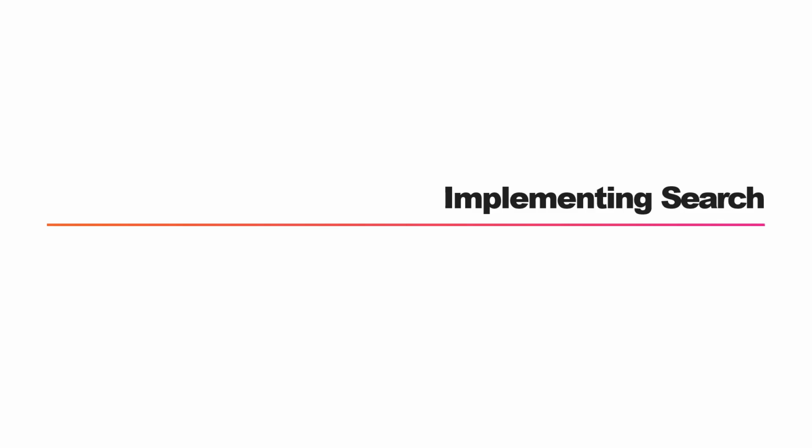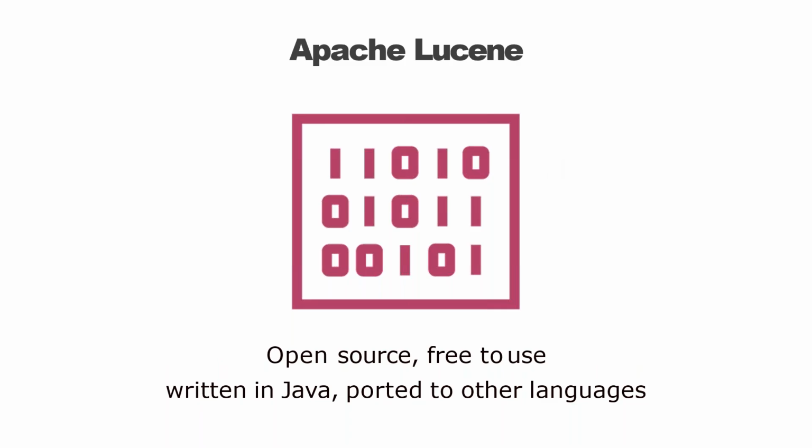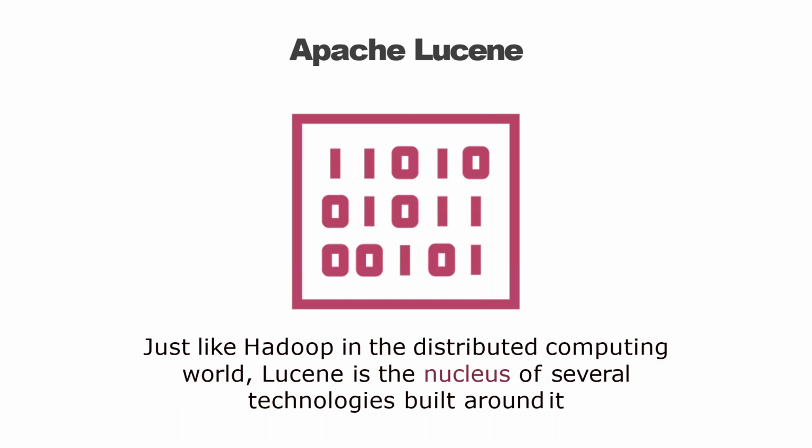Now, how do we implement search for a site? Simple. One of the products you might know about is called Apache Lucene. This is a very powerful indexing and search library for high performance full text search. You must be thinking why I'm talking about Apache Lucene. Apache Lucene is open source, free to use, written in Java, and ported to other languages also. The same tool is empowering many other products also.